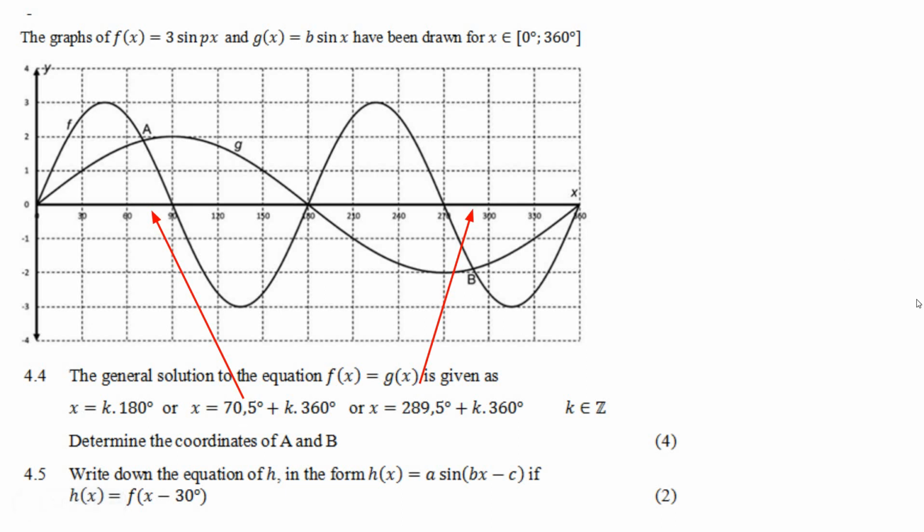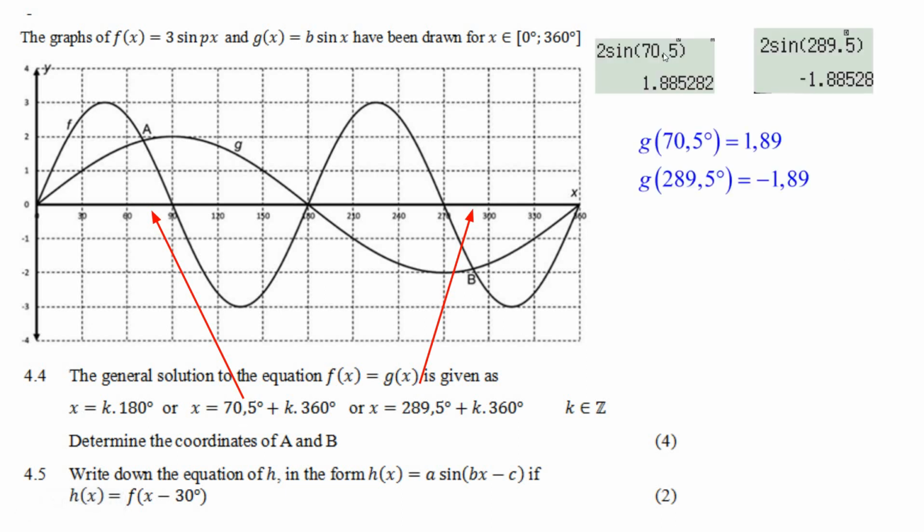Then all we have to do is take those angles and put them into either function. I put it into the sine one. I went 2 times sine, because we know b is 2, 70.5, and I got 1.89 rounded off. And then I put in 289.5 into that function, 2 sine x, and I get negative 1.89. So there's the coordinates of A and B. Well, that wasn't very hard if you realized that they'd given you the answers.